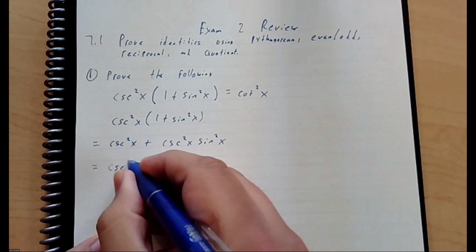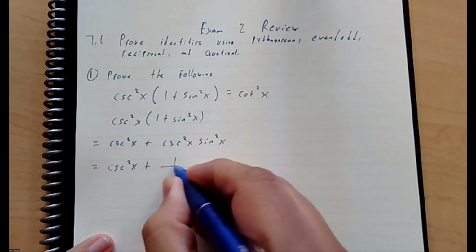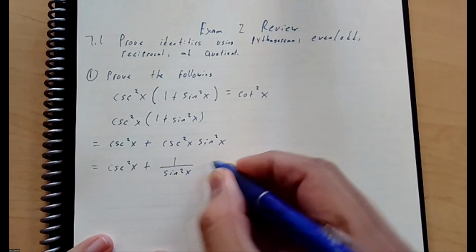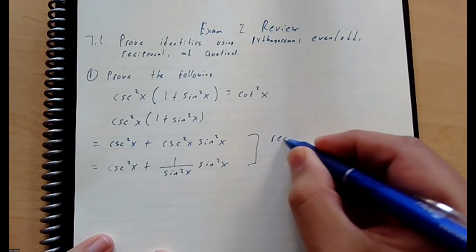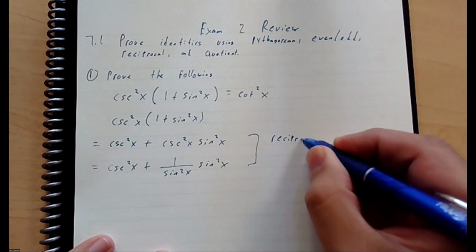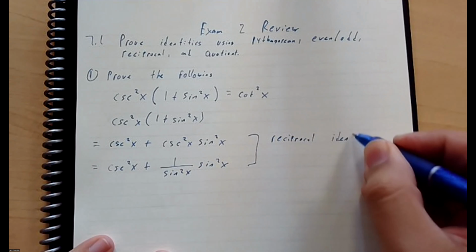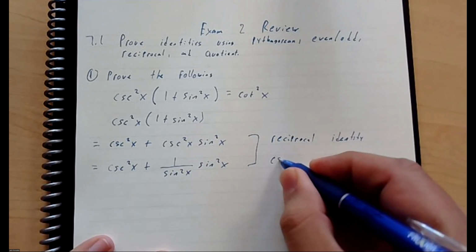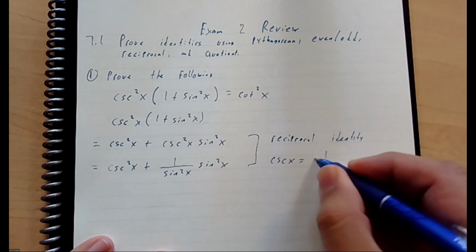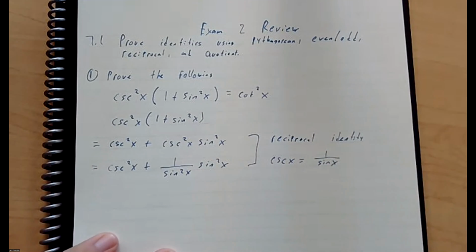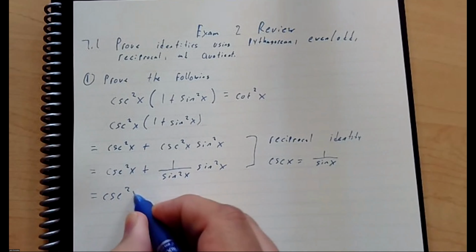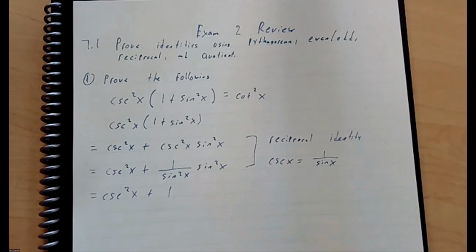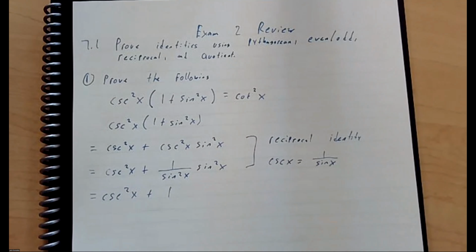So just make a note here. 1 over sine squared is cosecant squared, using the reciprocal identity. So at that point, these cancel. So I'm left with cosecant squared x plus 1. You remember what cosecant squared x plus 1 is equal to?